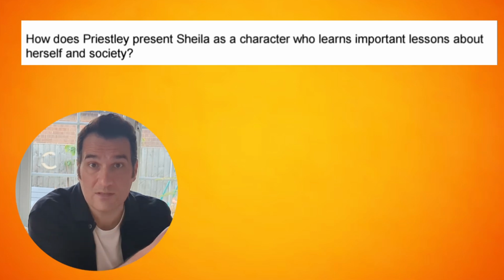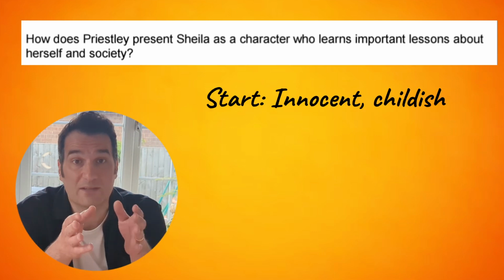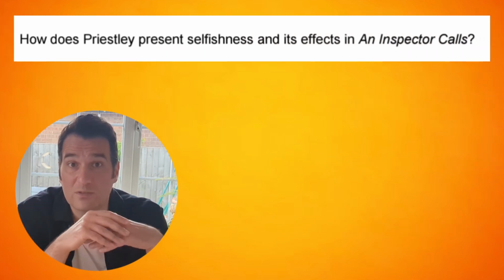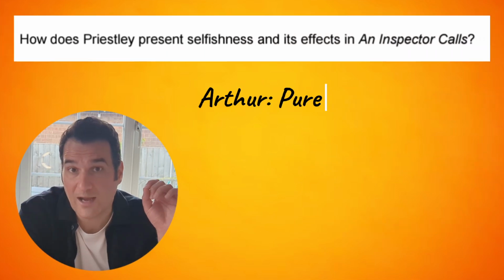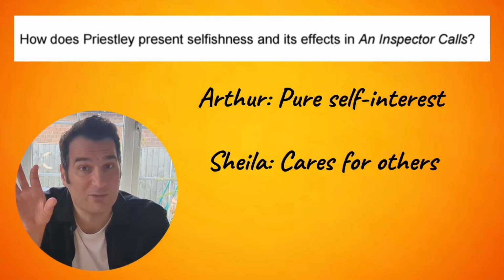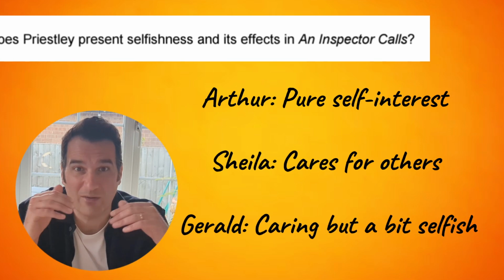If it's a question on a character, what you want to talk about is what they're like at the start of the play, what they're like when the Inspector questions them, and what they're like at the end of the play. If it's on a theme, what you want to try and do is split up the characters. So talk about how one of the older Birlings relates to the theme, one of the younger Birlings relates to the theme, and how Gerald relates to the theme, because he's usually somewhere in the middle.